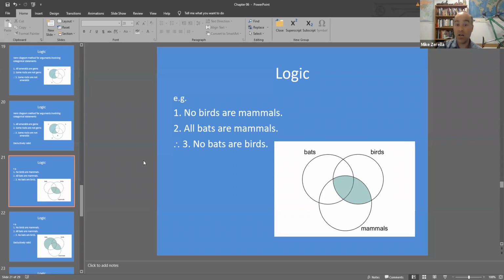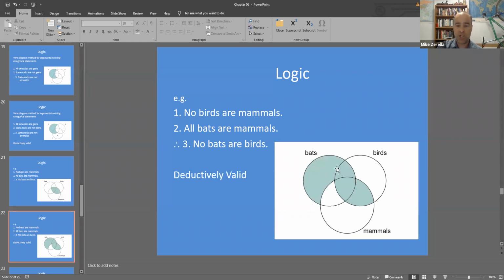Now, all bats are mammals. So that means we have to shade out all the parts of the bat circle that do not overlap with the mammal circle. So the only part of the bat circle that's available now is the part that does overlap with the mammals circle. Then we look at our conclusion. No bats are birds. Is that represented in our Venn diagram here? Yes, the only part of the bat circle that's available actually does not overlap with any of the bird circle.